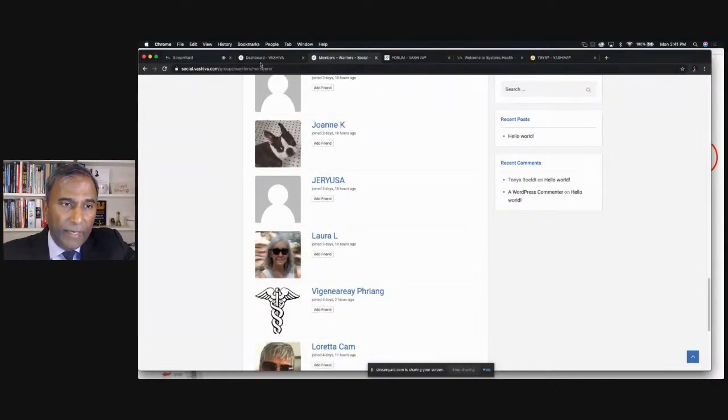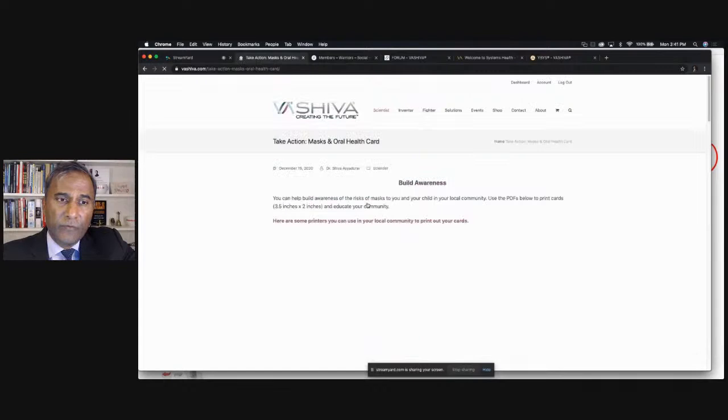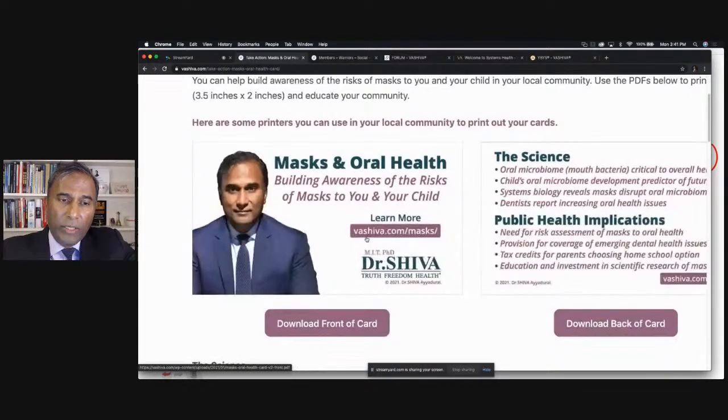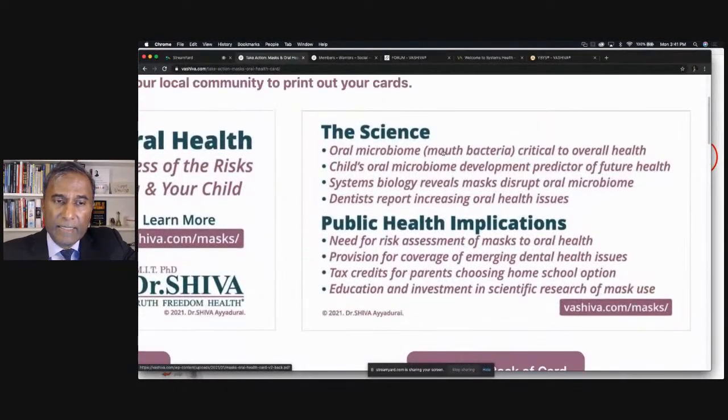So, and then finally, the last piece is we want you to get activated. So you're learning, you're building community. For example, on the masks issue, we have created these 3.5 by 2-inch flyers, or what I call business cards. You're welcome to print these out, right? So the front of it says building awareness of the risks of masks to you and your child. The back of it really has the science. So you can educate people who are on the fence. Look, you can really educate them on the oral microbiome. You can educate them on how people are experiencing more oral health issues.